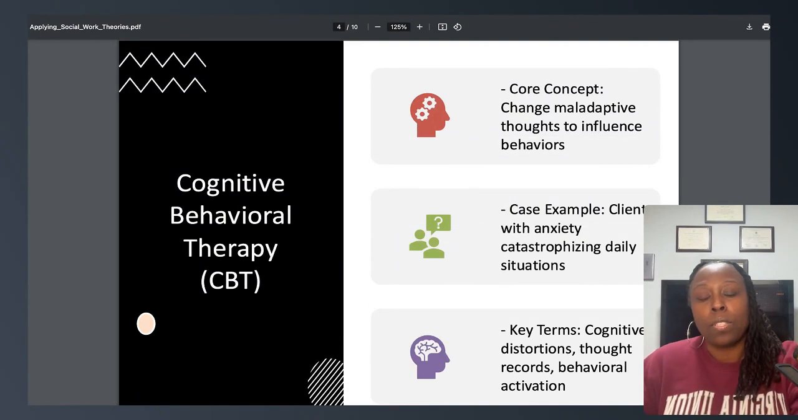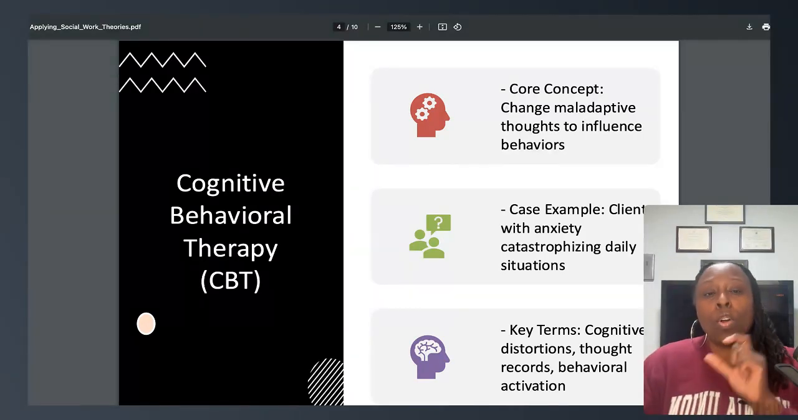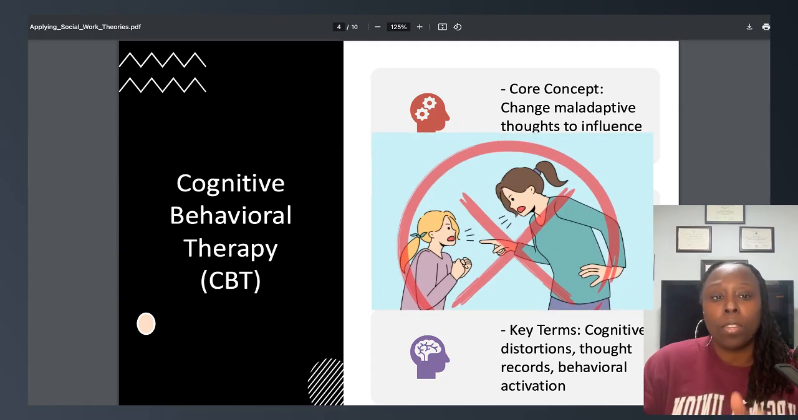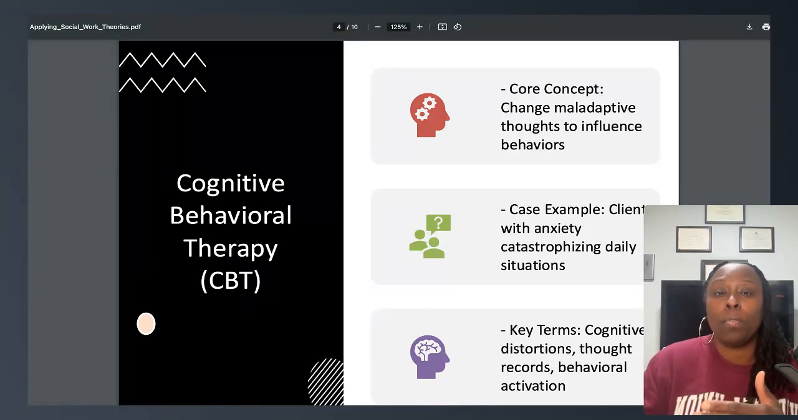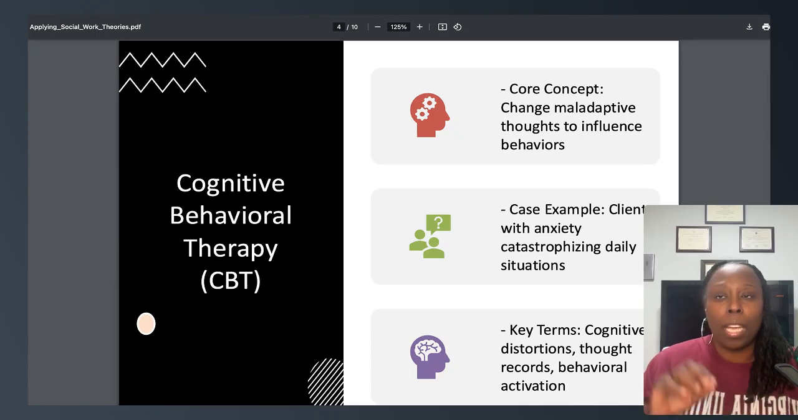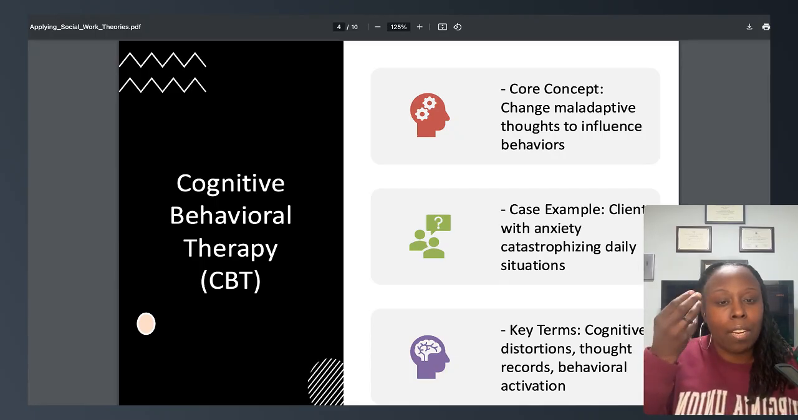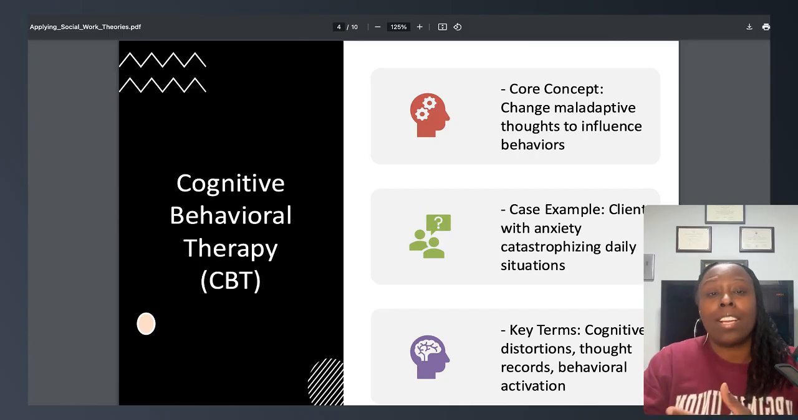First and foremost, we're going to go into cognitive behavioral therapy, CBT. The core concept here, guys, is changing maladaptive thoughts to influence behaviors. Obviously, we're hoping for positive behaviors, but either way, when you work on changing that negative thought pattern, it influences the behavior of the client. So that is the core concept that comes with CBT.